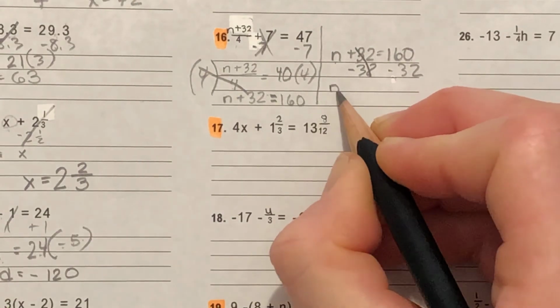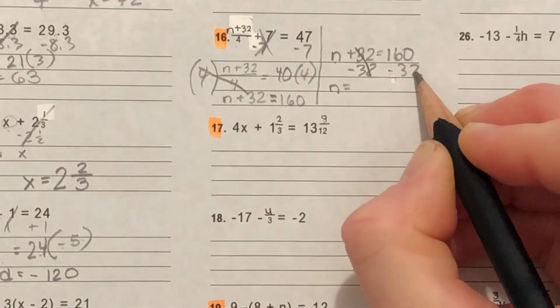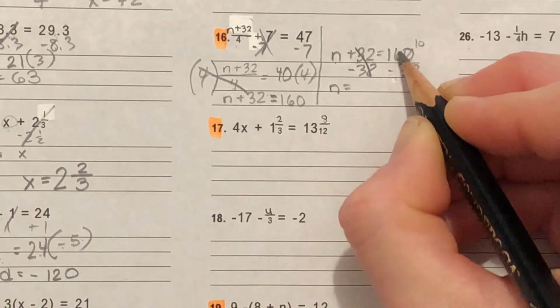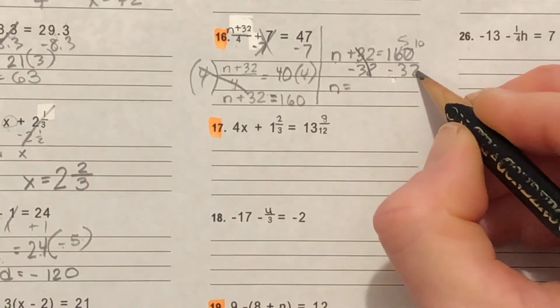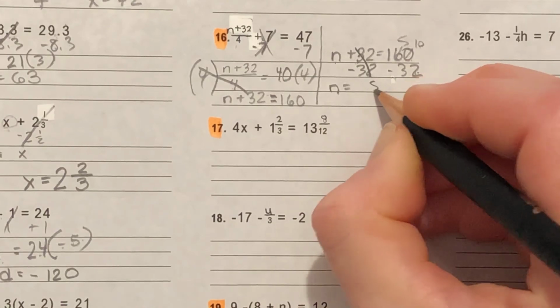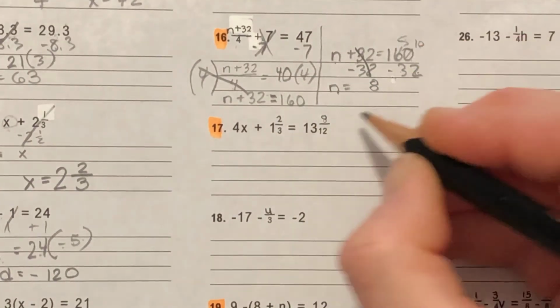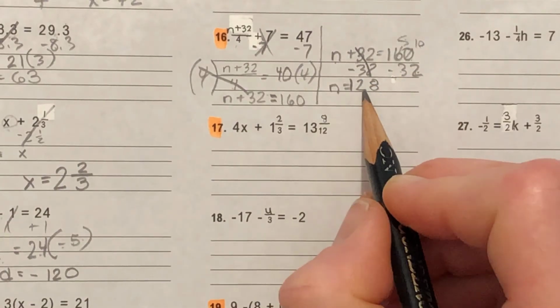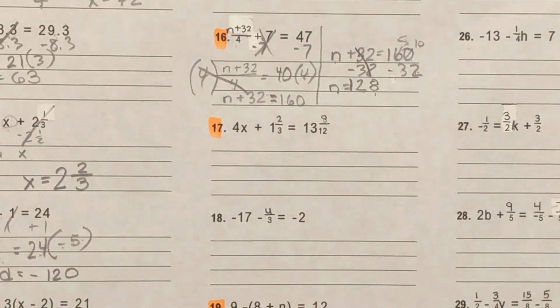That leaves me with n equals 160 minus 32. That requires regrouping. So this becomes a 10, this becomes a 5. 10 minus 2 is 8. 5 minus 3 is 2. 128. N equals 128.